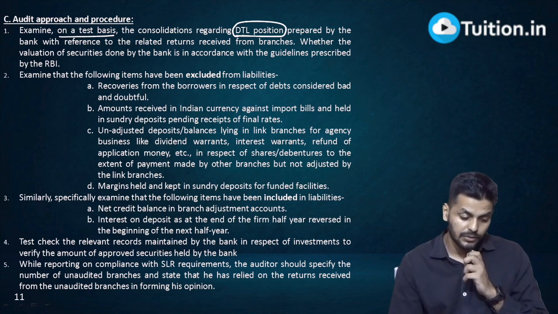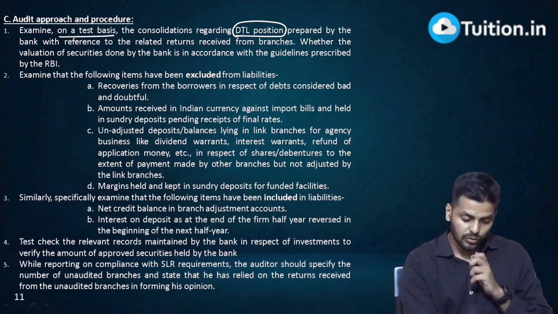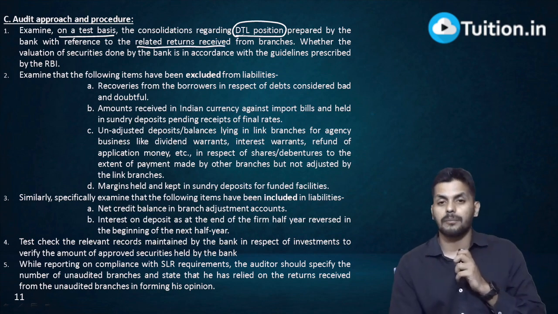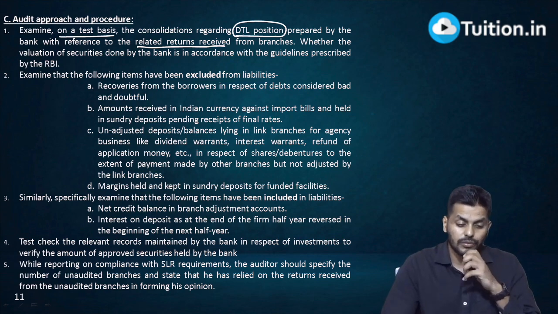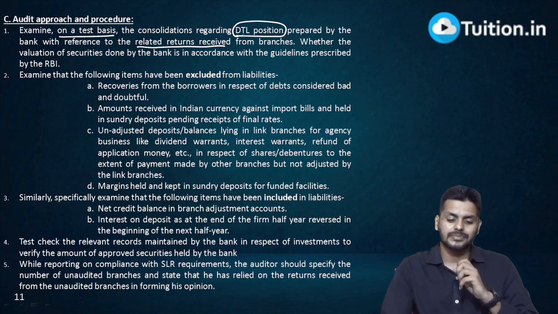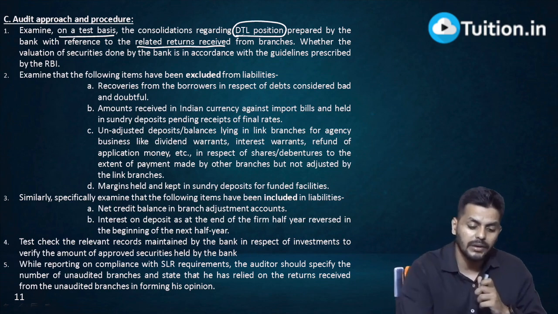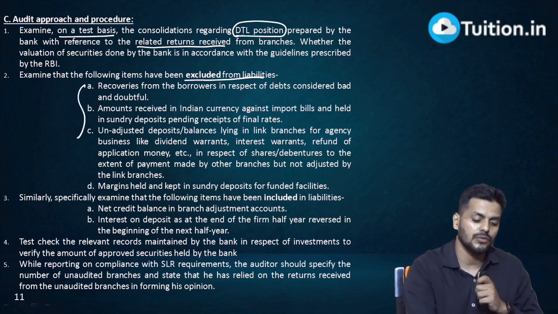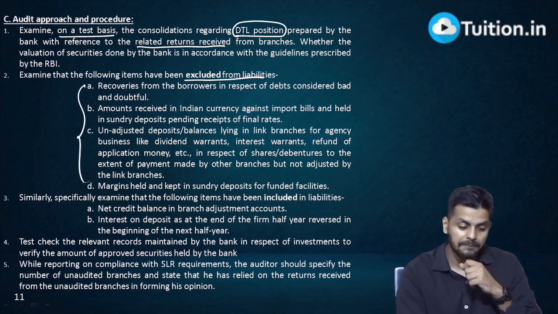the consolidations regarding demand and time liabilities positions prepared by the bank with reference to the related returns received from branches. Check whether the valuation of securities done by the bank is in accordance with the guidelines prescribed by RBI, are they in line with those guidelines? And examine that the following things are excluded from liabilities. You see here, these four are not supposed to be included as part of liabilities because they are not liabilities. You will know why.